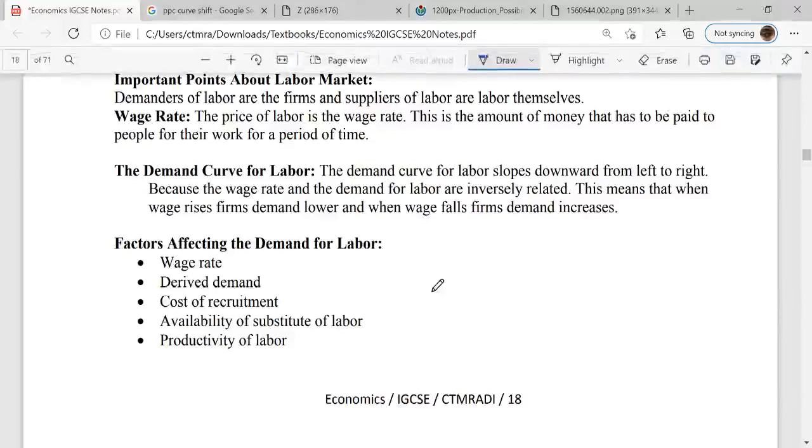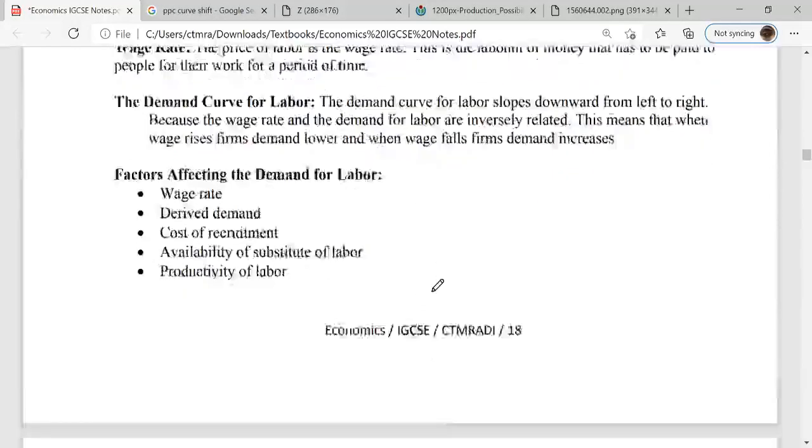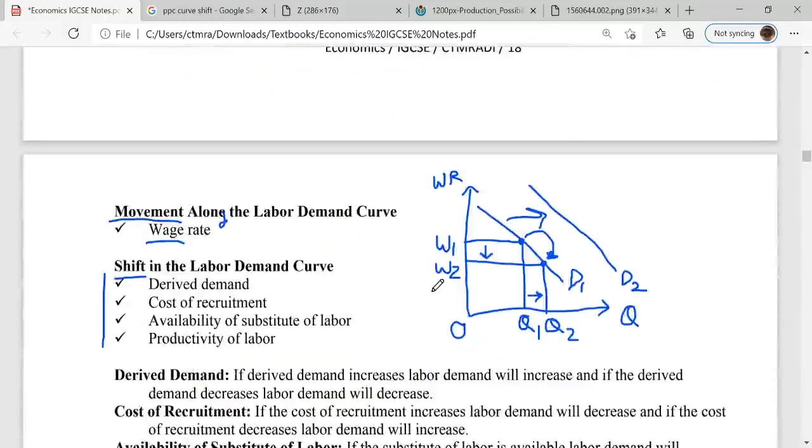Okay, so demand curve. When wage rate changes, demand also changes, right? Suppose in this example, when wage rate was falling from W1 to W2, the demand for labor is also increasing from Q1 to Q2. Right, so this kind of change is known as movement along the demand curve, because this change in wage rate is causing demand to increase.